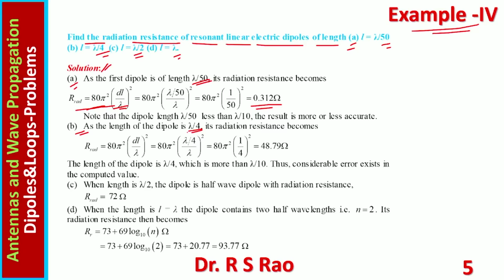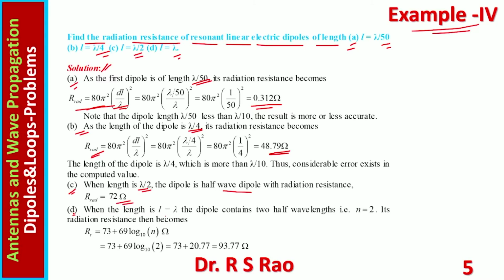Substituting lambda by 4 for dl, we get radiation resistance 48.79 ohms. But it has to be noted that this result is far from the exact one. Considerable error exists in this result. C. Length in this case is lambda by 2. When length is lambda by 2, dipole is a half wave dipole. For half wave dipole, radiation resistance is 72 ohms.